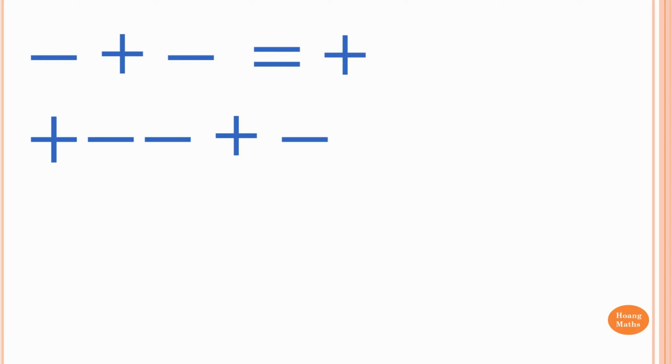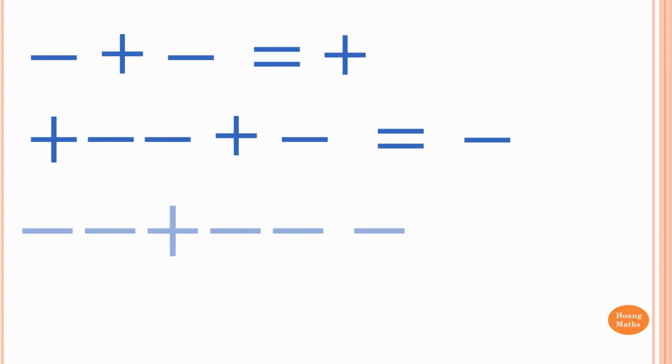So if we have a negative, a positive, and a negative next to each other, the result is positive. And if we have a positive, two negatives, a positive, and a negative, the result is a negative answer. In other words, if we have 1, 2, 3, 4, 5 negatives altogether, so we have an odd number of negatives, the answer should be negative.